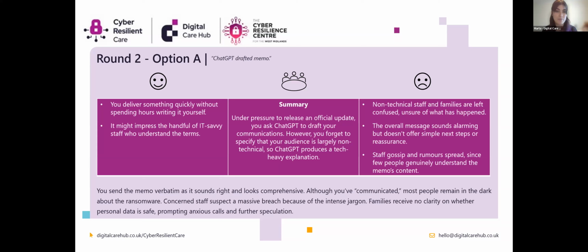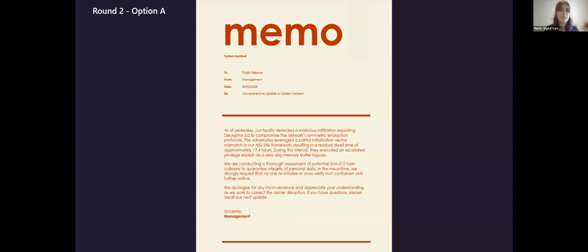I just have an example that our cyber technical lead has created for these slides. So if we look at this memo example, if you start reading that: "As of yesterday, our facility detected a malicious infiltration exploiting the Crypto 3.0 to compromise the network's symmetric encryption protocols." Already that sentence is a mouthful. "The adversaries leverage a partial initialization vector mismatch in our AES 256 framework."